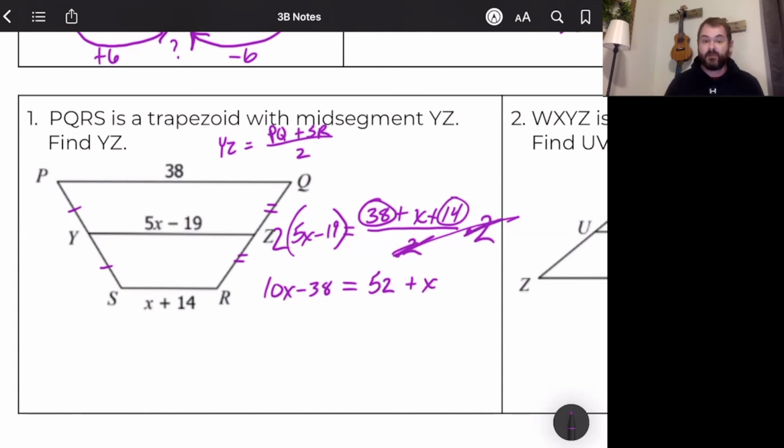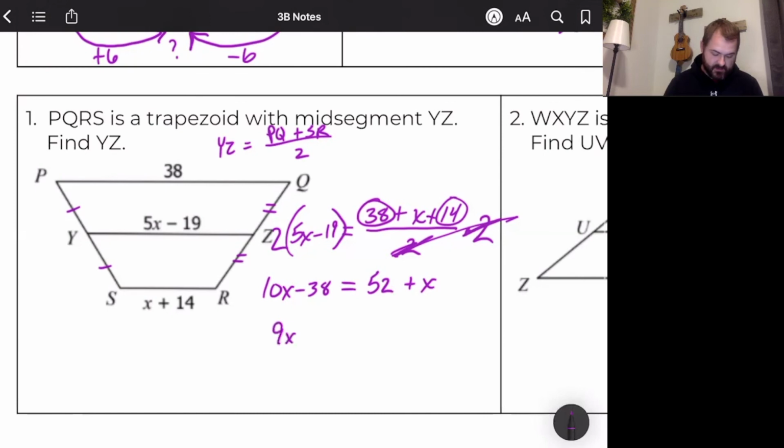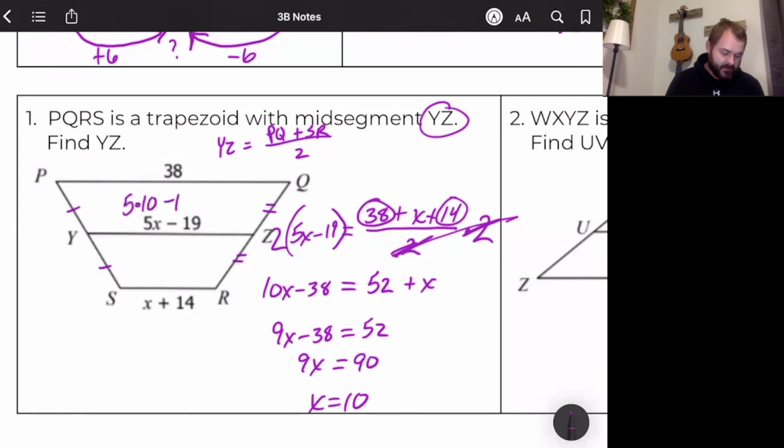So now we can solve for x. What I'm going to do is subtract the 1x from both sides, giving me 9x. Okay, and then I'm going to add the 38 to both sides, and that actually works out pretty nice because that makes it 90. And so if 9x equals 90, x equals 10. Now, since they want the length of YZ, I just plug back in. 5 times 10 minus 19 is 50 minus 19, which is 31. So the length of YZ is 31.